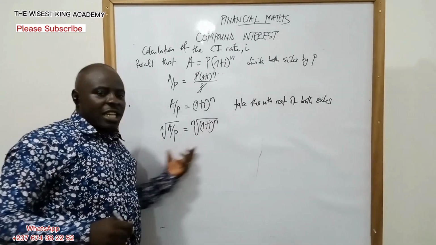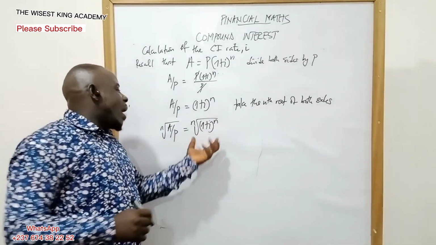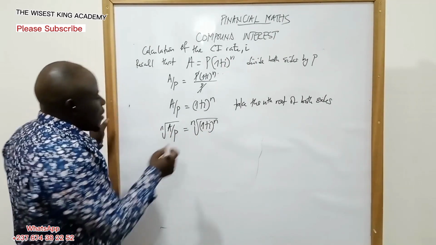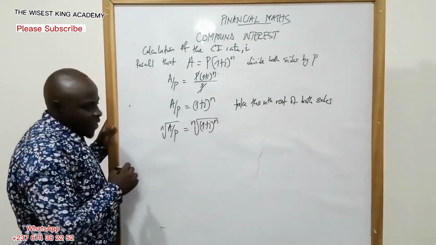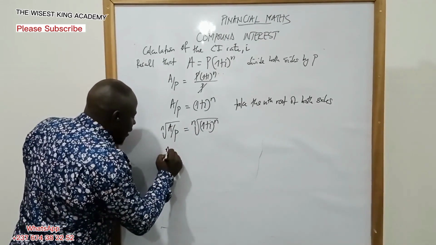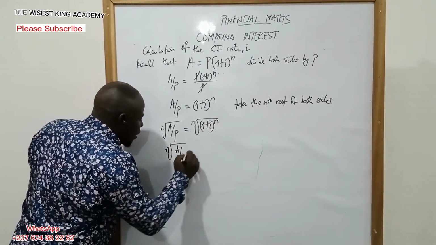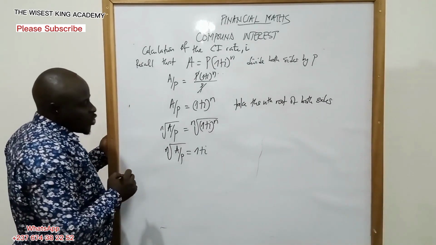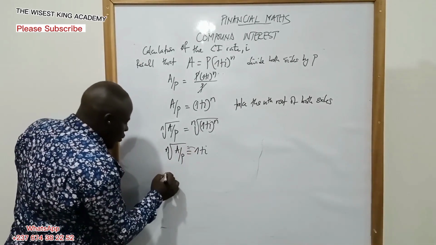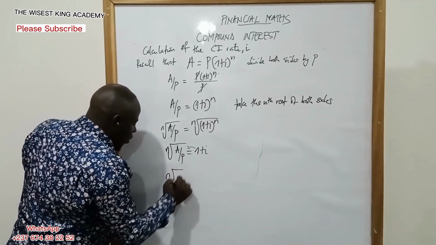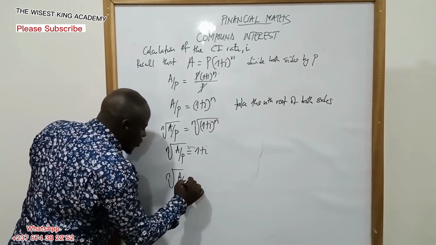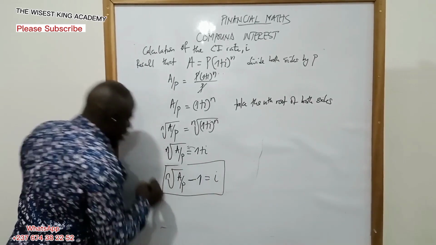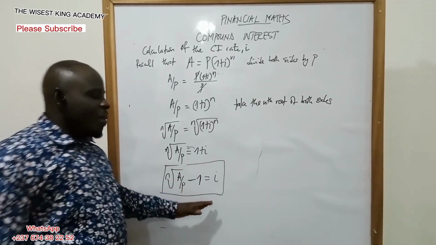Remember, this is an equation. This is equal to this. So anything we do here, if we do the same thing here, it still remains the same. So this n-th root will cancel this power n. So I'll be left with the n-th root of A over P, which will be equal to 1 plus i. We need i to be alone now. So bring 1 this way. So it means that the n-th root of A over P, minus 1, will be equal to i. That is how we can calculate the compound interest rate.